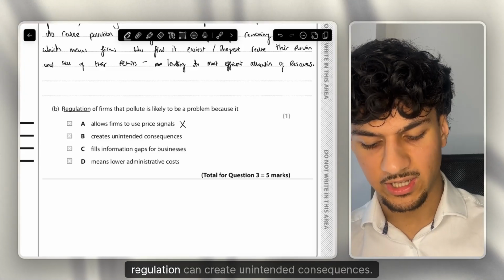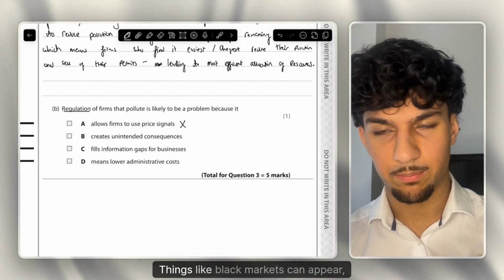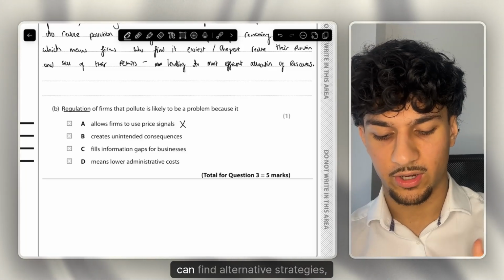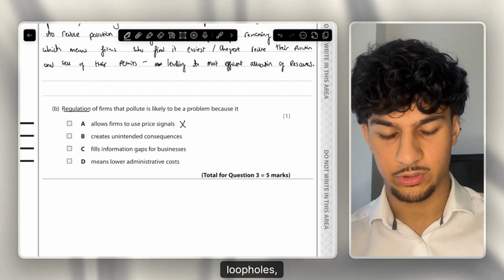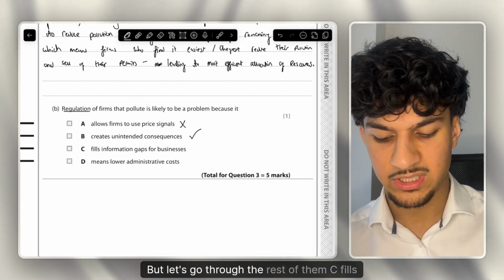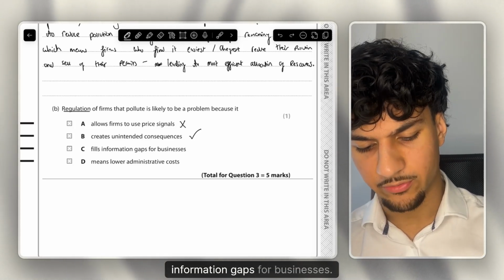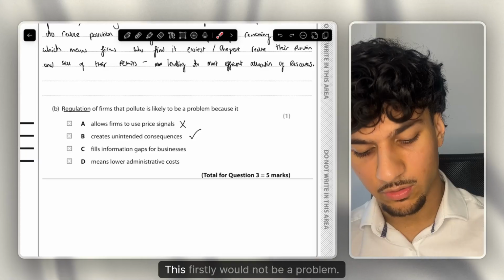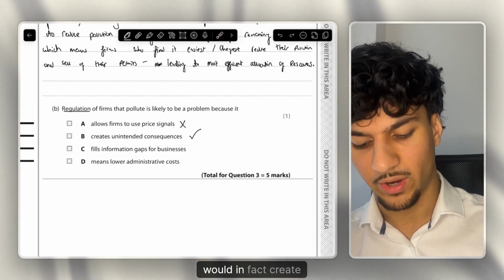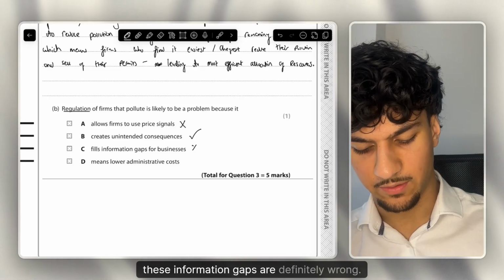Now, as you know, regulation can create unintended consequences. Things like black markets can appear. Essentially, firms that are polluting can find alternative strategies, loopholes, you could say, through the regulation. So that definitely could be an answer, but let's go through the rest of them. C, fills information gaps for businesses. This, firstly, would not be a problem, and secondly, regulation would in fact create these information gaps, so definitely wrong.